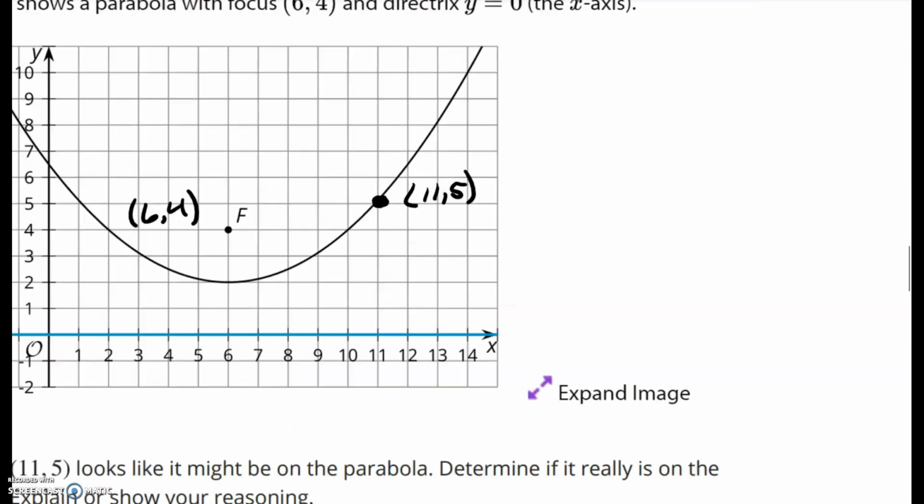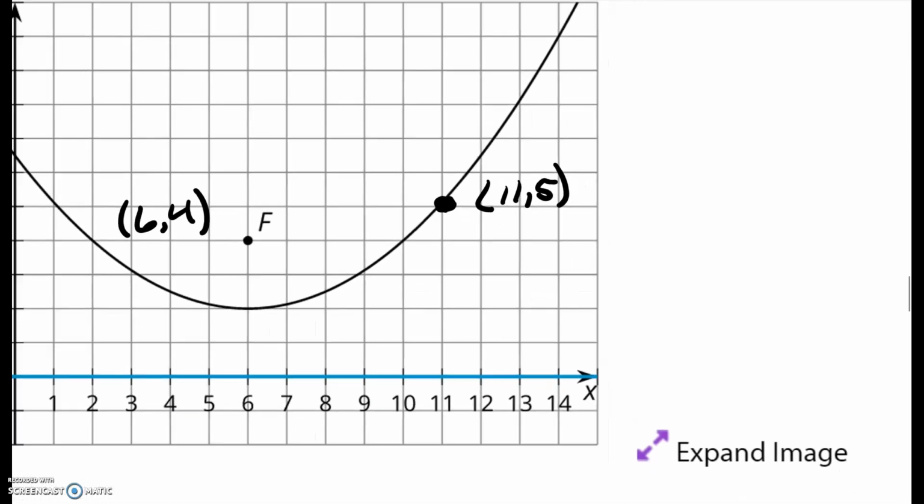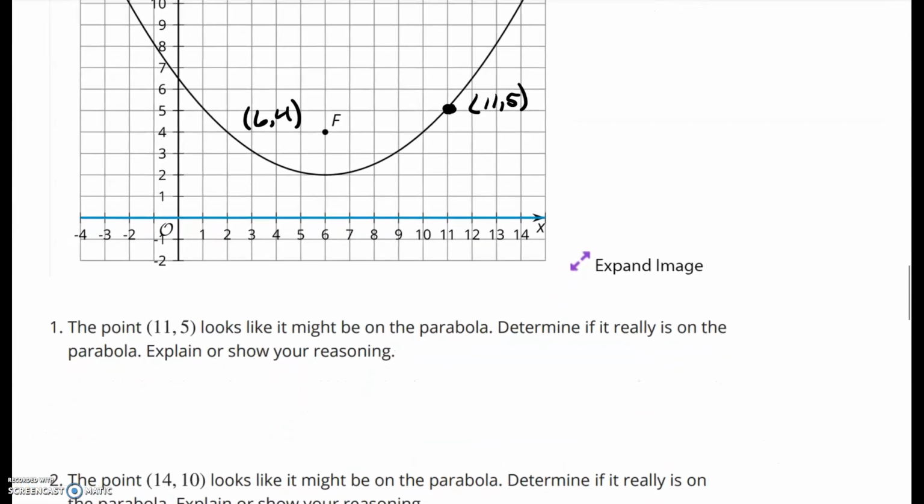It's hard to tell if we zoom real far in. I don't really know if it's on there or not. It looks close. So we have to think about, how do I know that a point is on the parabola? Remember, the point will be on the parabola if the distance from the point to the directrix, this vertical distance, is the same as the distance from the focus to the point. If those two distances are the same, then I know my point is on the parabola.